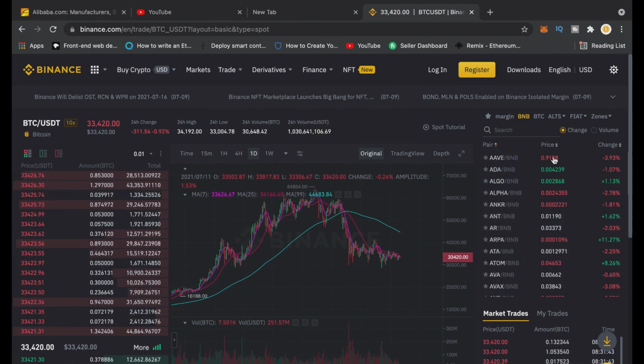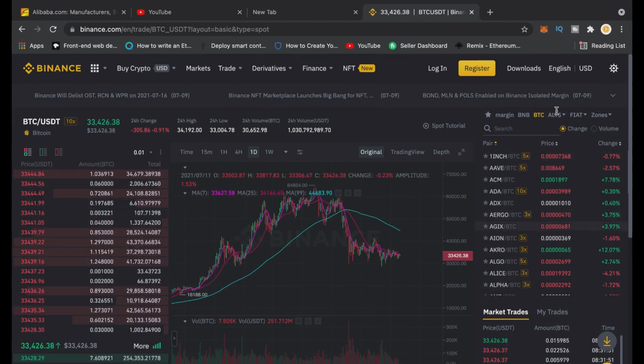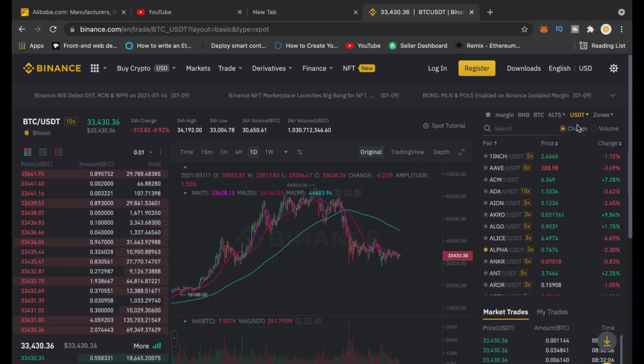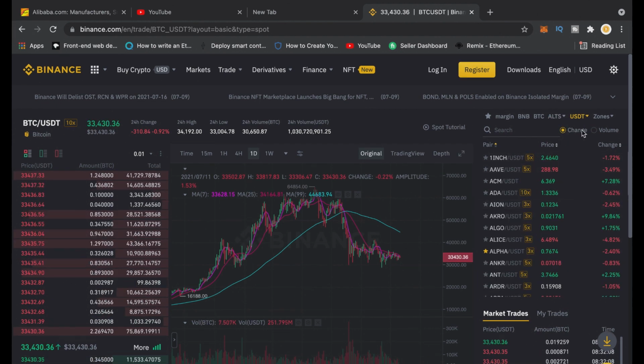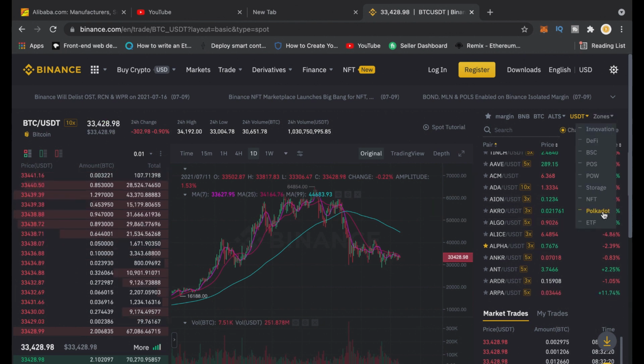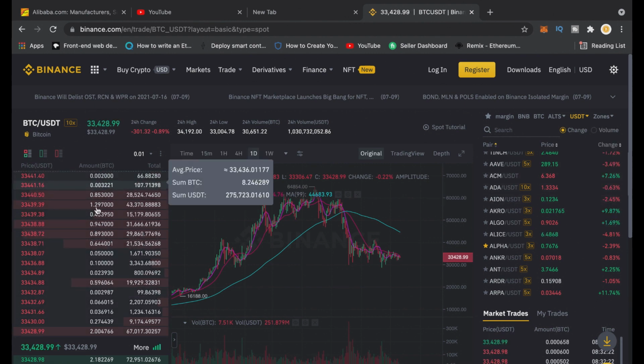you can decide to click BNB. So every coin here will be listed, traded against the BNB pair, right? You can see BTC and then the BTC pairs. Click Alt. You can choose Ethereum, Tron, any of them. Let's choose XRP, and then see how many XRP pairs we have. So it's TRX slash XRP. Okay. Choose Fiat, USDT, and this is where most of the pairs are. USDT is like the biggest stable coin. So the zones: DeFi, innovation, proof of stake, proof of work, storage, NFT, Polkadot, and all of that.